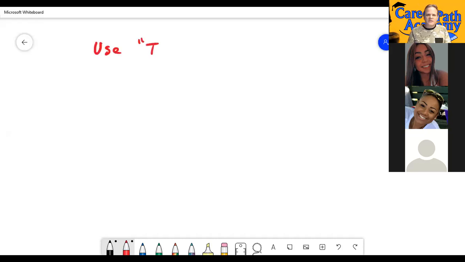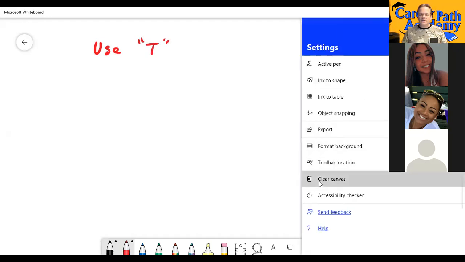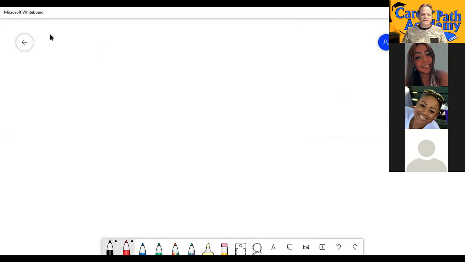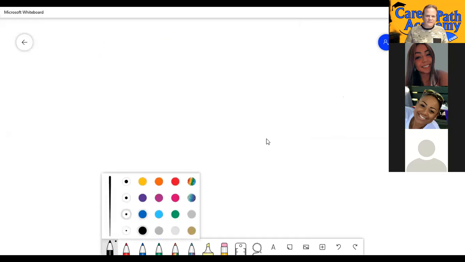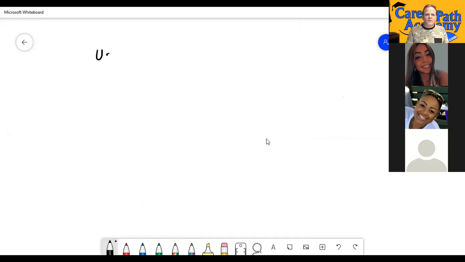Oh, sorry, I'm using red ink here. Let me clear that and redo it in black ink in case somebody's colorblind. Use T formula to calculate.